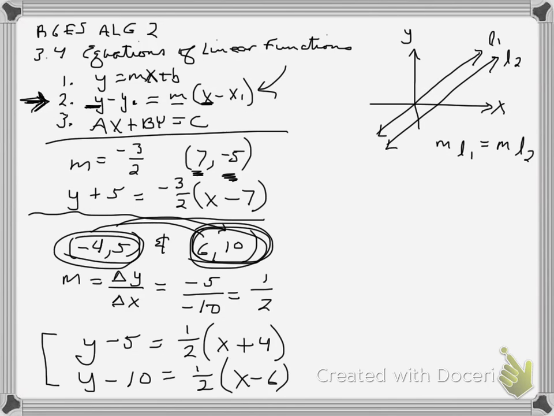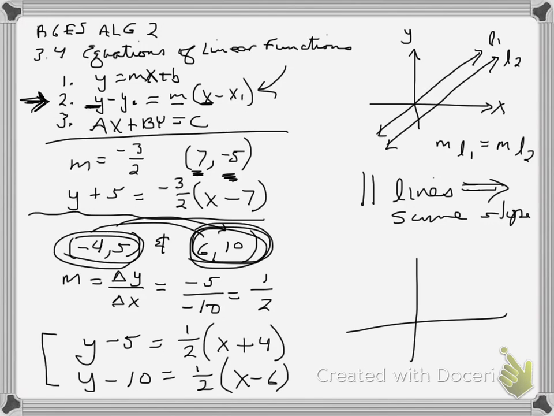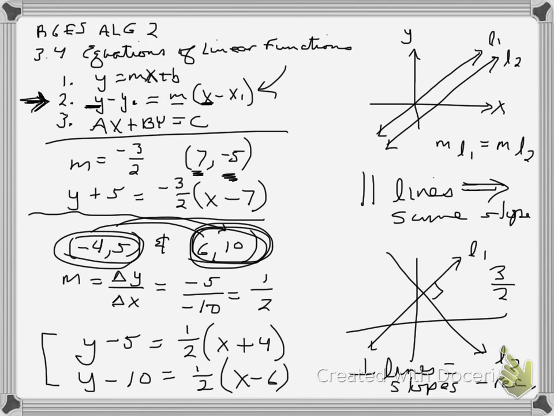Now perpendicular lines. Let me just say it this way: parallel lines, same slope. Now if I have perpendicular lines, that would be a line there, and then the other line, such that this forms a right angle. What can I say about their slopes? For perpendicular lines, the slopes are negative reciprocals. So if the slope of line 1, let's say, is 3/2, then the slope of line 2 would be negative 2/3.